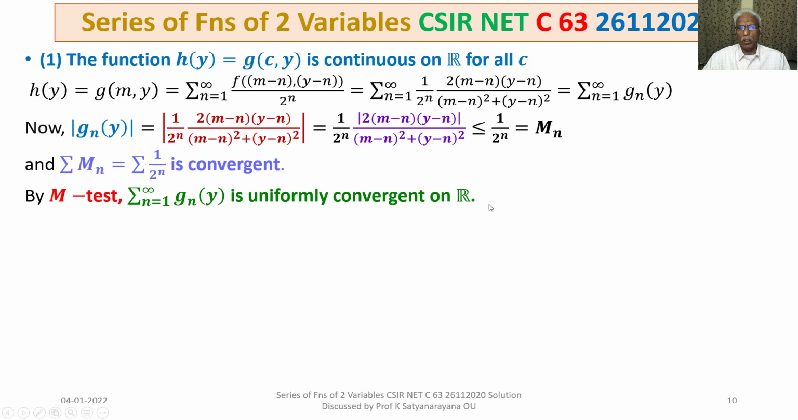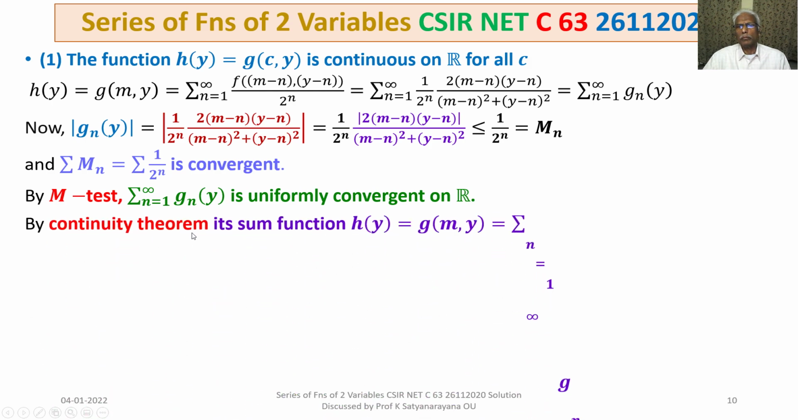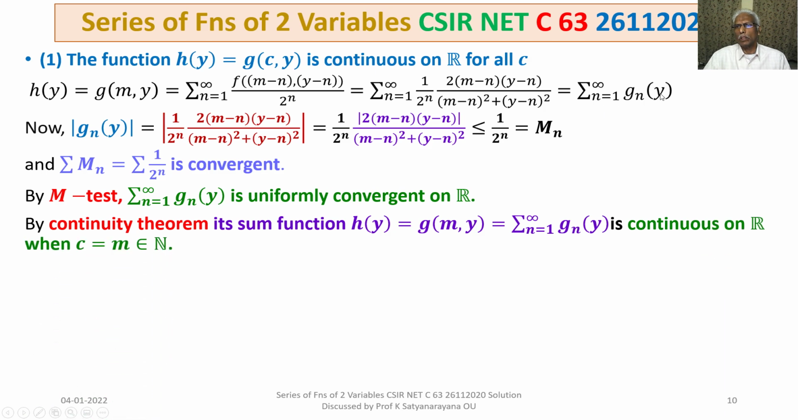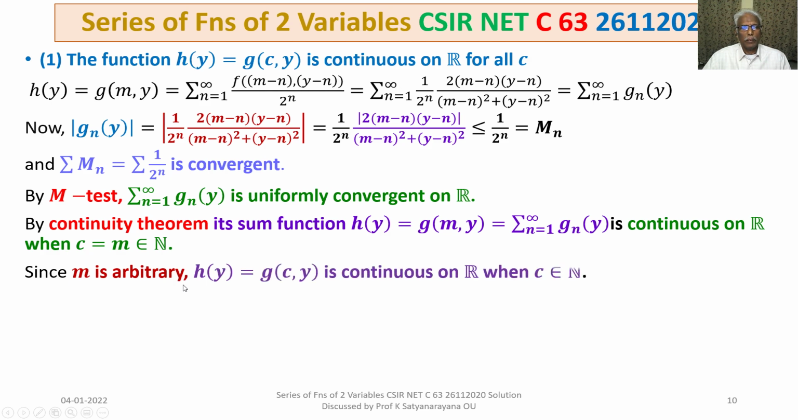By Weierstrass M-test, sigma n is equal to 1 to infinity g_n(y) is uniformly convergent on R. By continuity theorem, why can we apply? Because each term g_n(y) is continuous, and the sigma g_n(y) is uniformly convergent on R. By continuity theorem, the function h(y) that is equal to g(m, y), equal to sigma n is equal to 1 to infinity g_n(y), is continuous on R when c is equal to m belongs to N. How is m chosen? m is chosen arbitrarily, and h(y) is equal to g(c, y) is continuous on R when c belongs to N, because m is arbitrary.